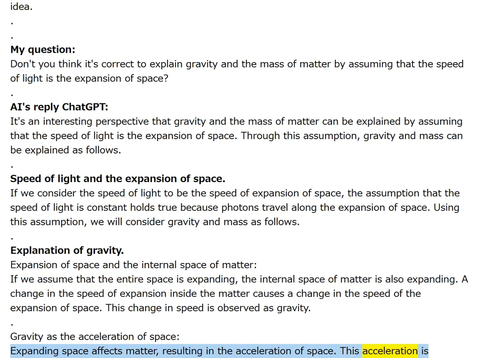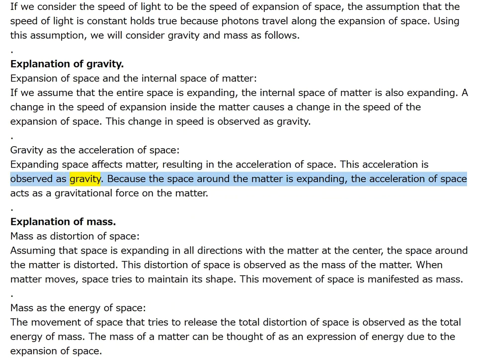This acceleration is observed as gravity. Because the space around the matter is expanding, the acceleration of space acts as a gravitational force on the matter. Explanation of mass: mass is distortion of space.